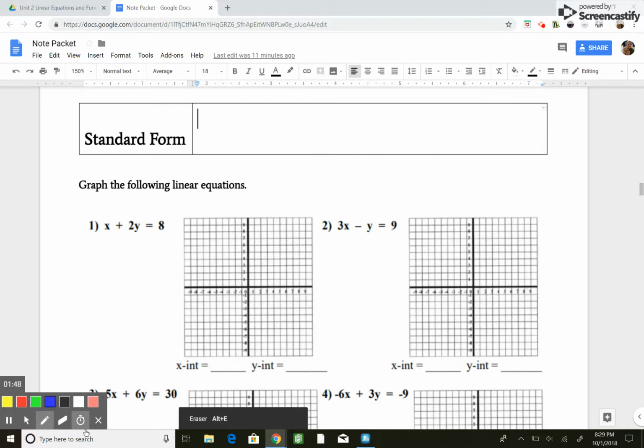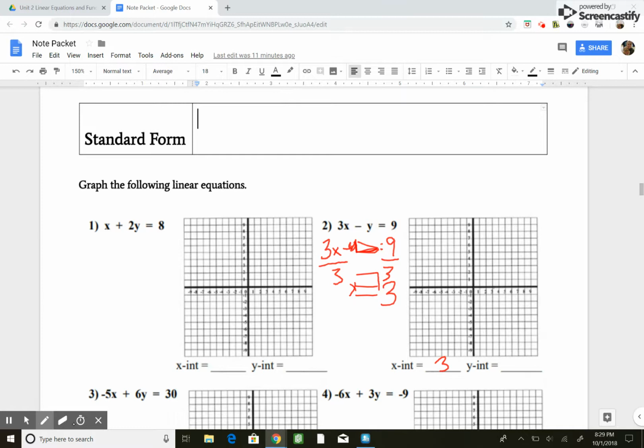So same thing for number 2. I'm going to find the x-intercept first by plugging in 0 for y. So this goes away because it's 0. Divide by 3. So x equals 3. Oh, I don't know why my pen's doing that. X equals 3. Sorry. So go to my x-intercept, there's 3.